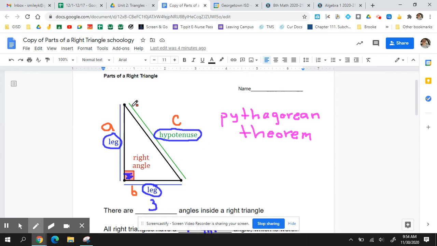Okay, it is the diagonal of your triangle, and it is directly across, if you want to think about it this way, from your right angle. Okay, your triangle might be turned, but you can always find your hypotenuse because it is always directly across from your right angle. And it is the longest side. It will always be your longest side.